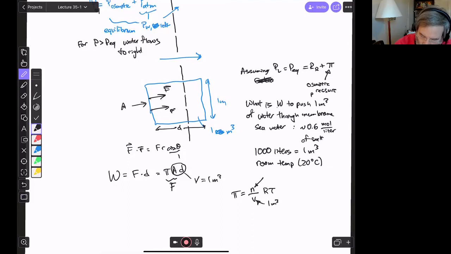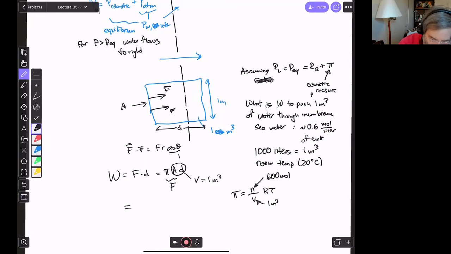And what's the number of moles? Oh, I think I used the given value of 0.6 moles per liter. Okay, but we want the number of moles in a cubic meter. You could do it that way if you chose 1 liter as your volume here, but I want to keep with V equals 1 cubic meter. So if we have 0.6 moles per liter, 1,000 liters in a cubic meter, that means our number of moles will be 600.